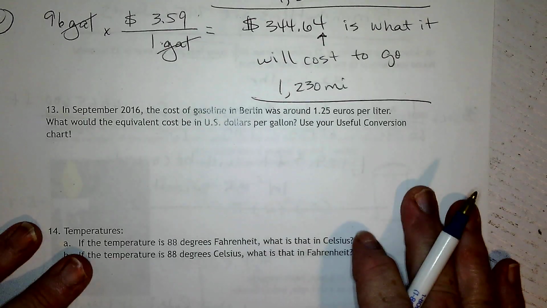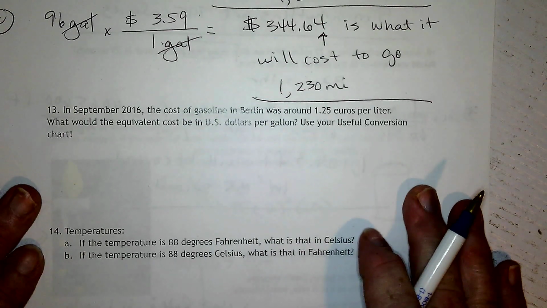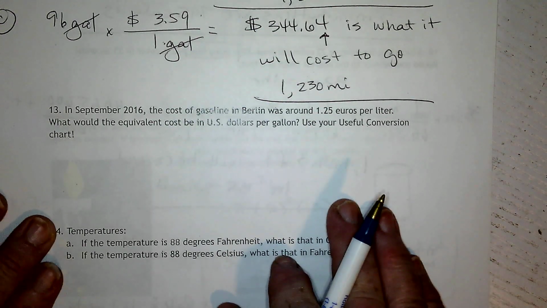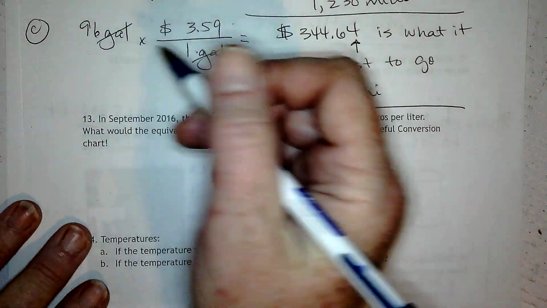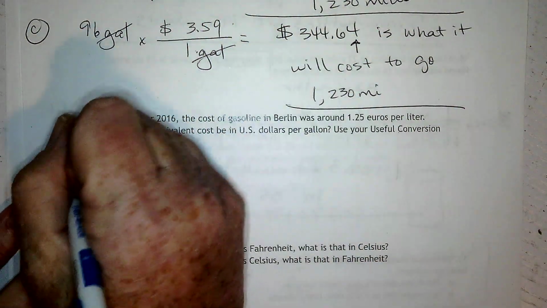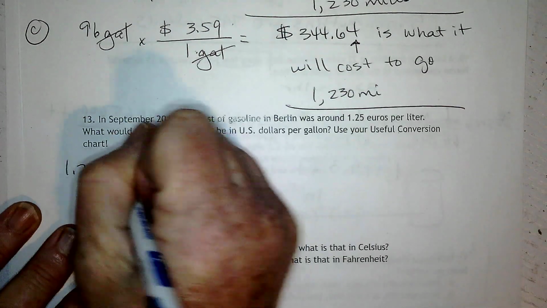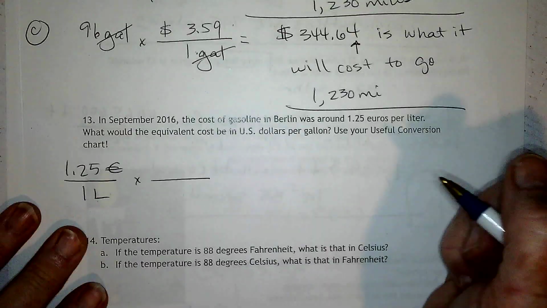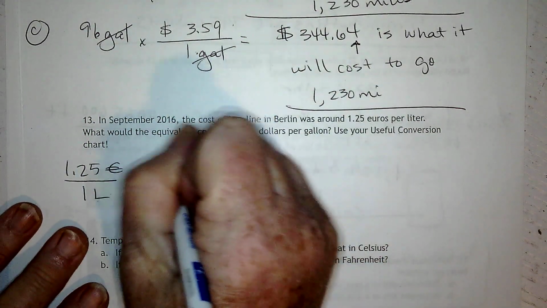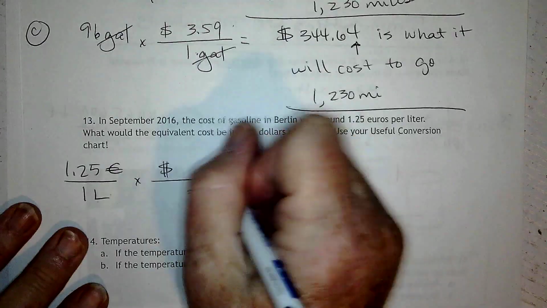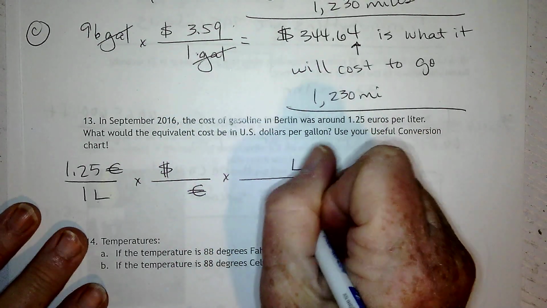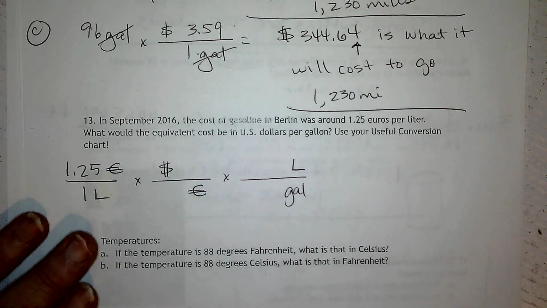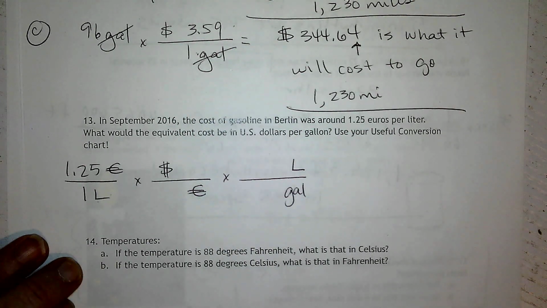In September 2016, the cost of gas in Berlin was 1.25 euros per liter. What would the equivalent cost be in US dollars per gallon? So we have 1.25 euros for 1 liter. We need to multiply to get rid of the euros and go to dollars, and then get rid of the liters and go to gallons. Give me just a moment to find the conversions, because I don't remember them.